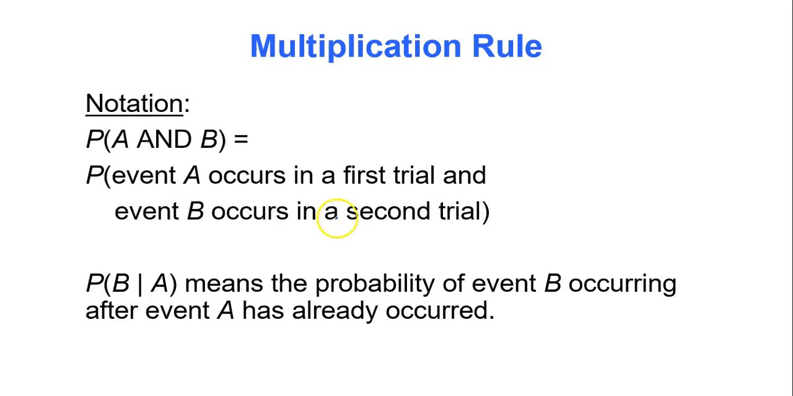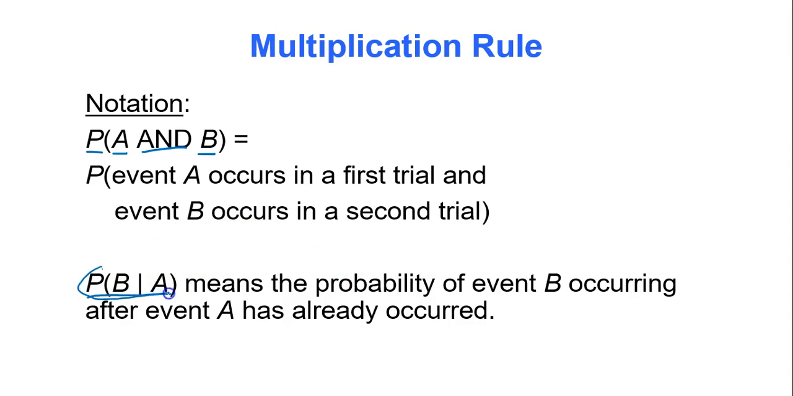So the notation you'll see is P for probability, open parentheses, A and B, that's event A occurring on the first trial, event B occurring on the second trial, close parentheses. That's how we represent the multiplication rule. So just a little bit of notation. If you see P(B|A), probability of B vertical line A, it means the probability of event B occurring after event A has already occurred.